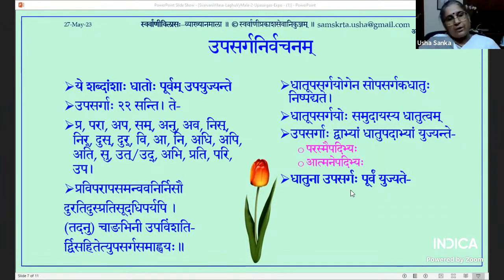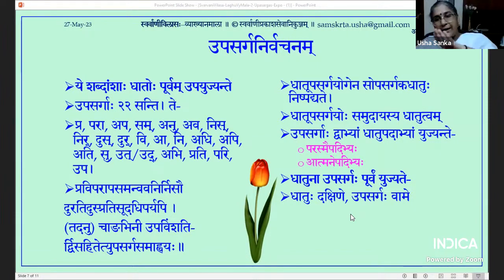Next. As we already discussed, it is attached prior to the dhatu. Where? To the left of the dhatu. So the dhatu will be on the right, and the upasarga will be on the left. Always left.